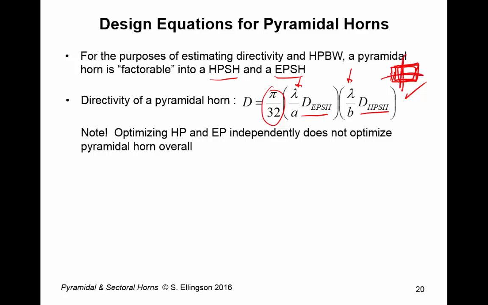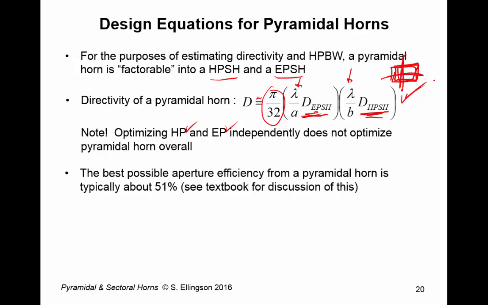You should not infer from this that optimizing the H-plane and E-plane of a pyramidal horn separately optimizes the gain of the pyramidal horn overall. Simply because you can obtain a good estimate of the directivity by looking at the E-plane and the H-plane sectoral horn performance separately does not mean that you can optimize the performance in this way. You have to use another approach. The approach goes like this.